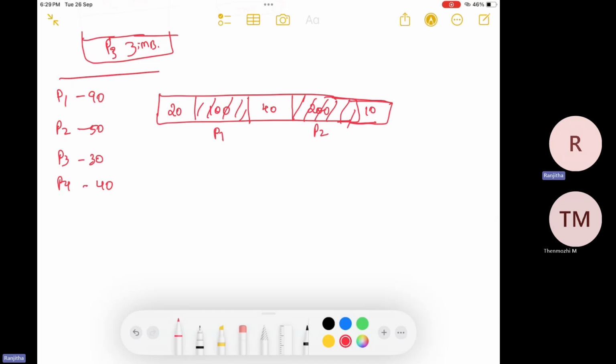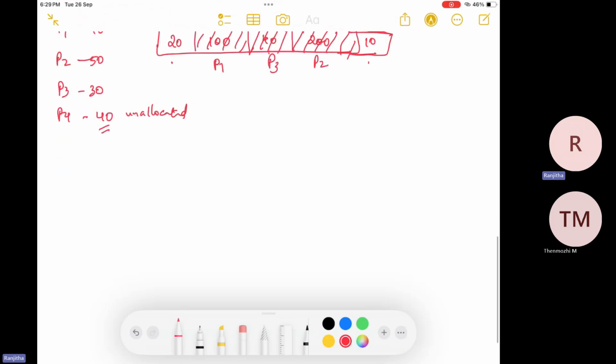Now P3 will come. P3 will see 20 and 40. 40 is good enough for P3, so P3 will occupy 40. Now P4 will come, but the only available free blocks are 20 and 10. So P4 will remain unallocated until one of these processes moves off. Okay, so this is one example of first fit.